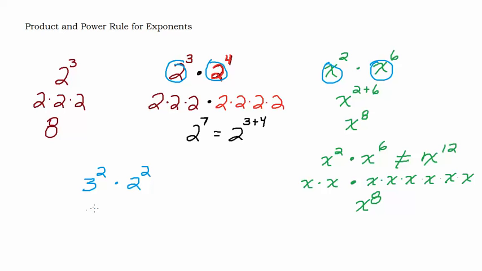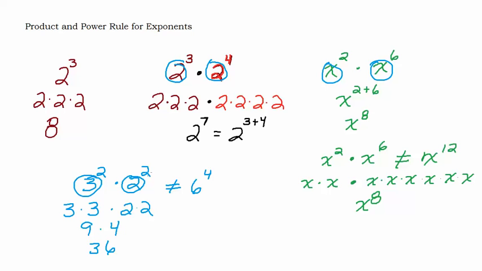I could figure out the answer, all right? But it's not like 6 to the 4th power or something. To show you that, we could write it out. It's 3 times 3 times 2 times 2. Okay, and so I can't really combine these together. It's still just 3 squared times 2 squared, or 9 times 4, it would be 36, which is certainly not 6 to the 4th power. All right, so these numbers have to be the same if you want to add these exponents together.